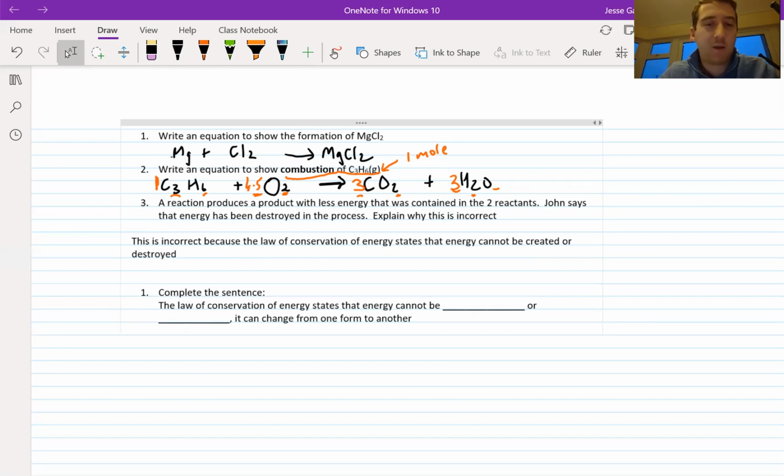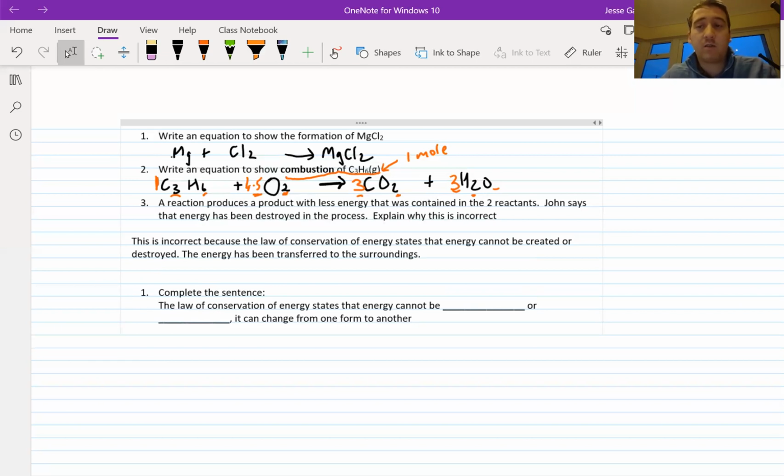Now let's explain what happened instead. Well, the reaction produces a product with less energy than was contained in the 2 reactants. So energy didn't get destroyed, but there's less energy in the product. So where is the energy gone? The energy has been transferred. Where's it going? To the surroundings. So it doesn't get destroyed, it just gets transferred to the surroundings.